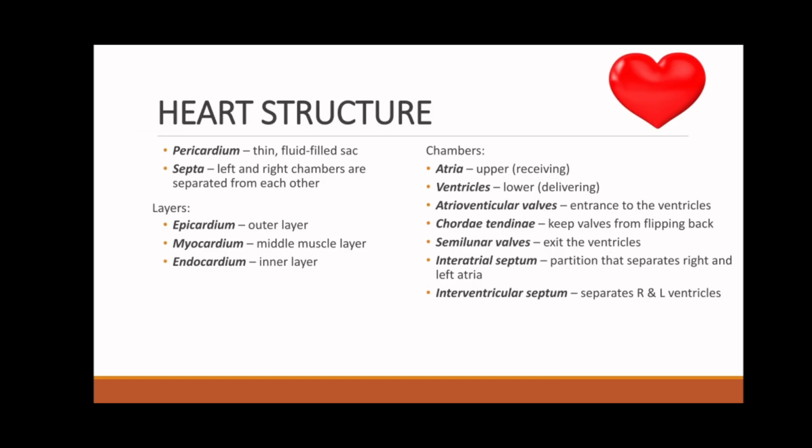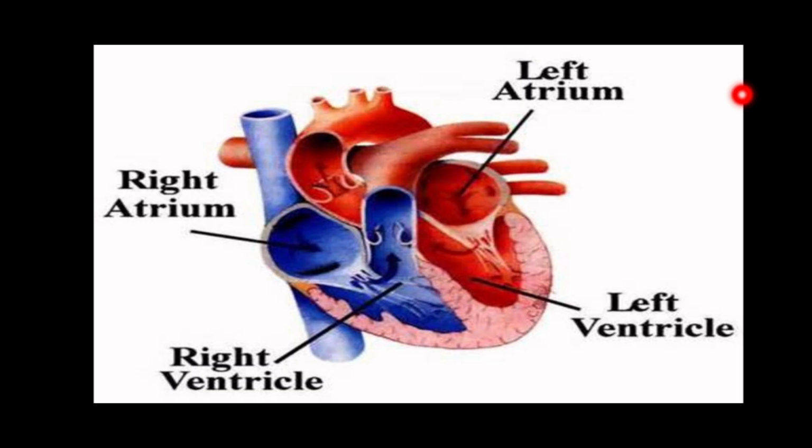The upper chambers on each side of the heart are called atria, and the lower chambers are called ventricles. The atria are the receiving chambers, while the ventricles are the pumping or delivering chambers. The right atrium receives the deoxygenated blood from the body via the superior vena cava and the inferior vena cava, and pumps it into the right ventricle.